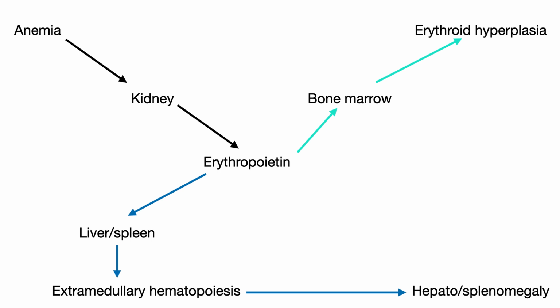And it will act on the liver and spleen, and you can get extramedullary hematopoiesis, which will contribute to some degree of hepatosplenomegaly. Now, obviously, this depends upon the type of anemia. And if the anemia is actually due to decreased erythropoietin production, you wouldn't have this. But I just thought it was kind of a neat little simple way of looking at some of the changes that you'll see and why you'll see them.